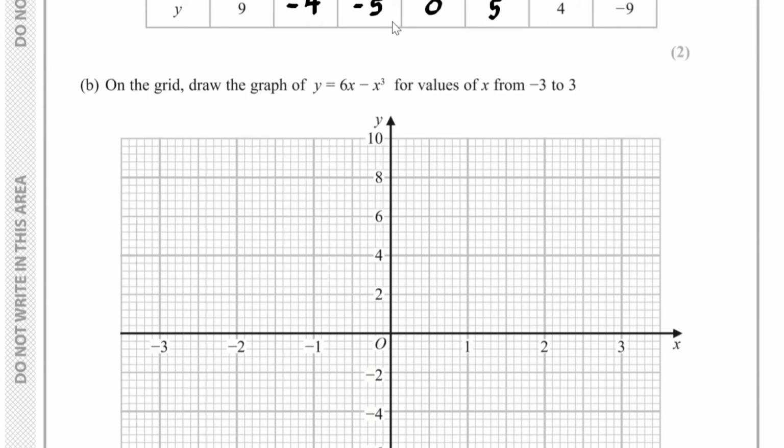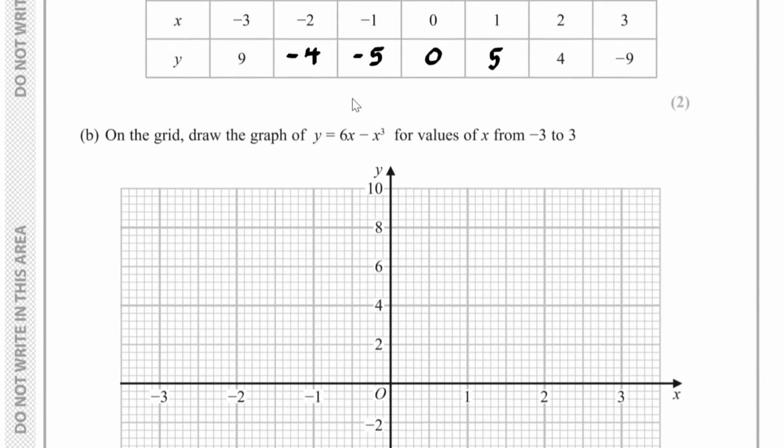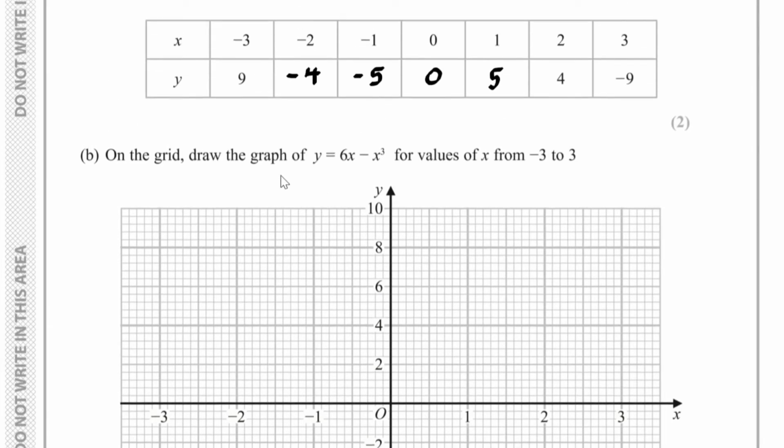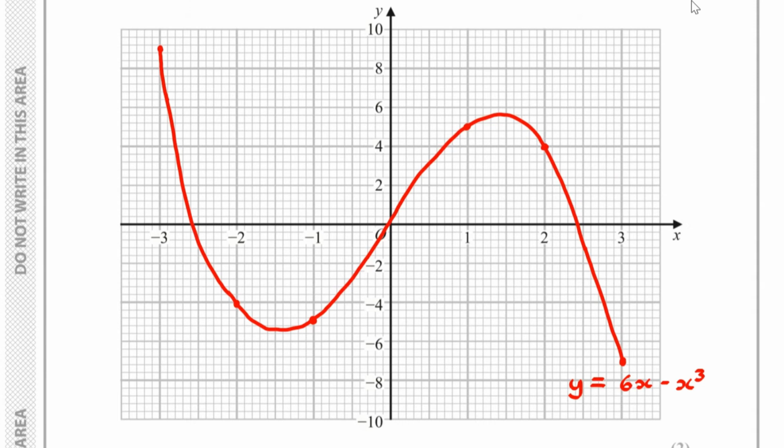For part B, we now have to plot those values and then draw the graph of y equals 6x subtract x cubed for values of x from minus 3 to 3. Here is the graph of y equals 6x subtract x cubed between minus 3 and 3.